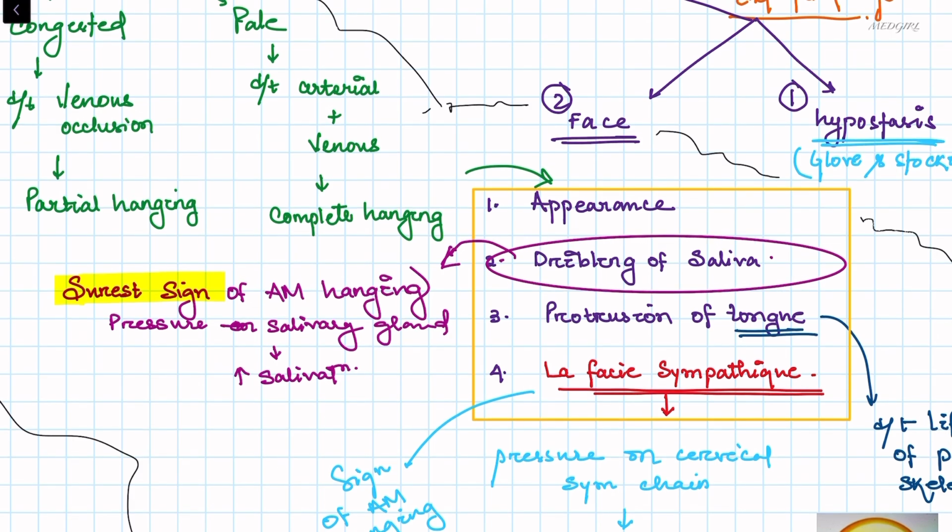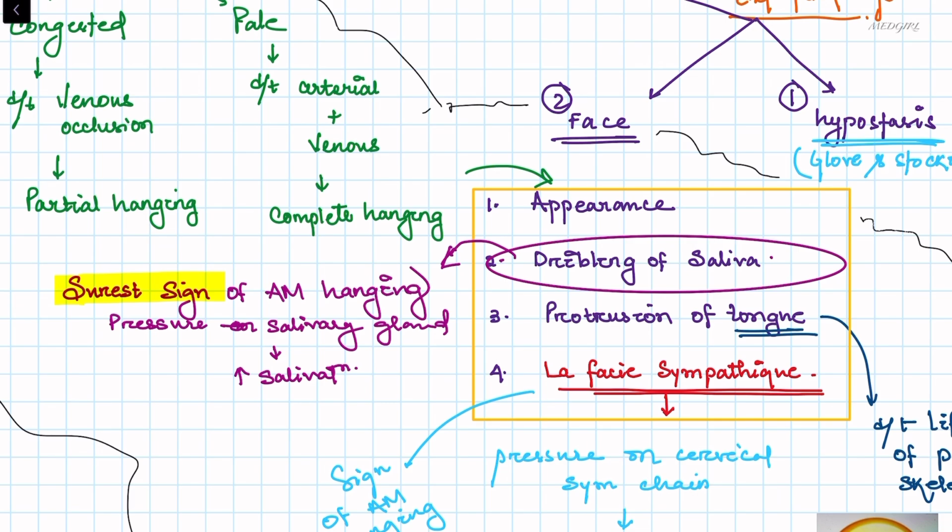Now what happens here? The ligature puts pressure on the salivary gland and leads to stimulation, which increases salivation towards the dependent position. Third is protrusion of the tongue. It is a sign of antemortem hanging. Why? Due to lifting of the pharyngeal skeleton.